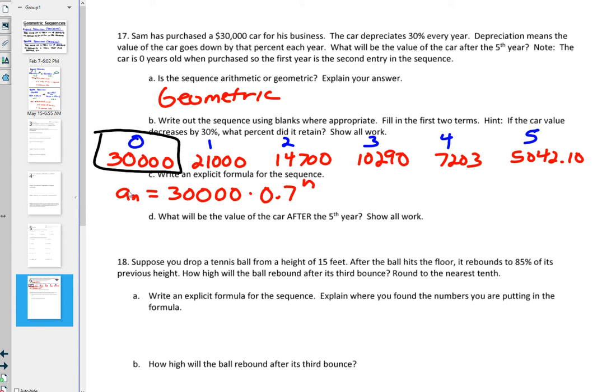That when we went times 0.7 times 0.7, that's called finding it recursively. You'll see more of that in the next unit, when we start comparing the differences between recursive and explicit formulas. But what we should get is what we already see there. Let's see if we get that.